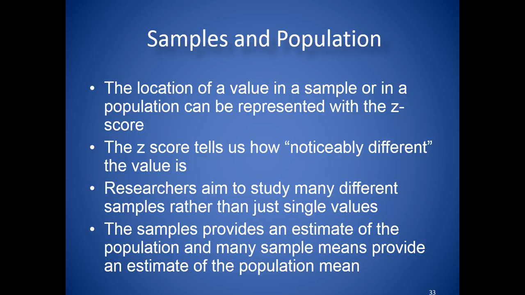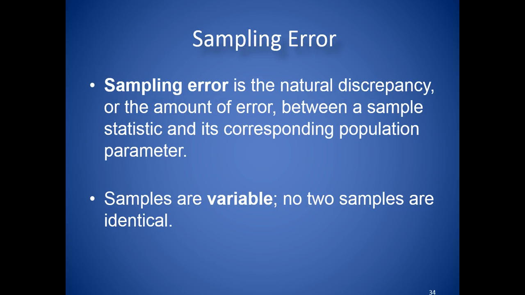And the sample provides an estimate of the population, and the many sample means provide an estimate of the population mean. Now, an important concept when you do research is, of course, sampling error. This is a natural discrepancy, or the amount of error, between a sample statistic and its corresponding population parameter.